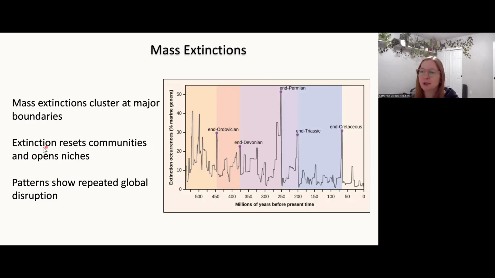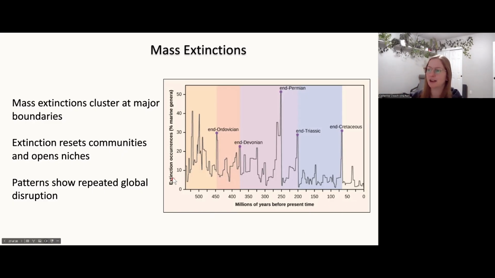In these areas, when you have a big die-off, it's actually ecologically kind of beneficial because what was taking up resources and taking up habitat is now gone. And so now you can have something new come in, you can have more diversification.